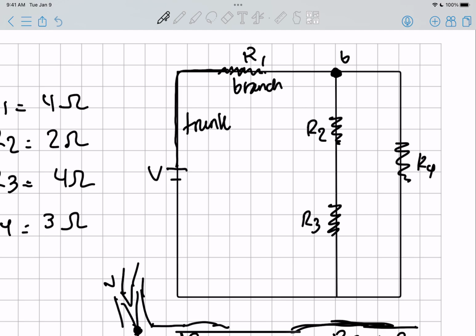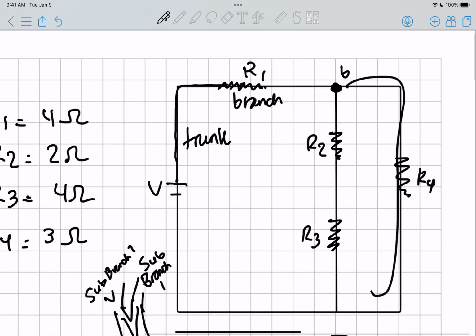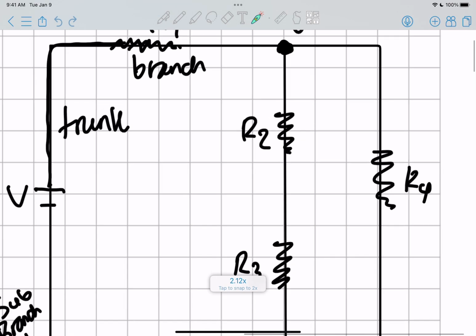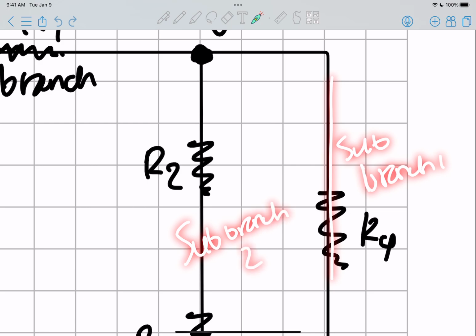So this is what I like to call a branching point. Formally, in physics terms, it's called a junction. I like to refer to it as a branching point, because then I can think about sub-branch 1 and sub-branch 2 as being these little branches here. So I have, let me choose a laser here. This would be like sub-branch 1, and then this entire piece would be sub-branch 2.